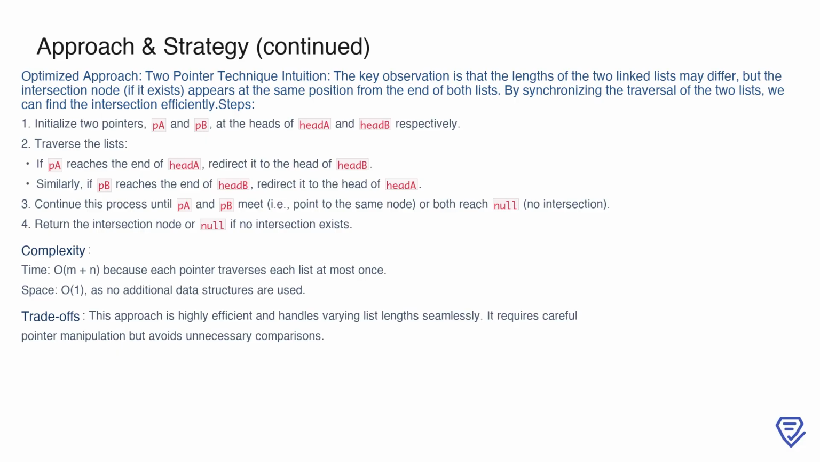This approach has a time complexity of O(m + n), as each pointer traverses each list at most once, and it uses O(1) space since no additional memory is required. While it requires careful pointer manipulation, this method is highly efficient and seamlessly handles varying list lengths without extra calculations.